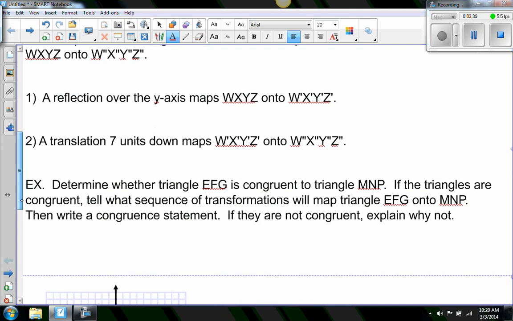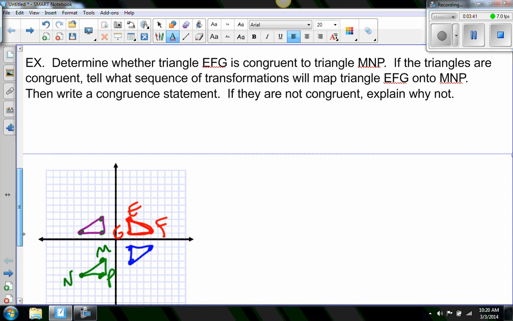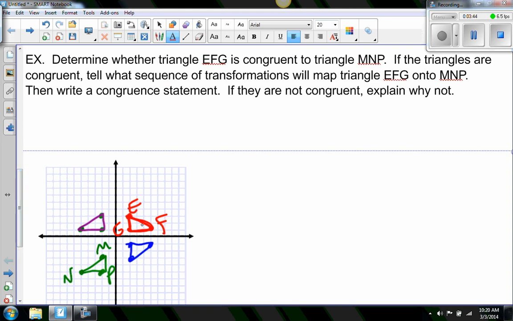How about this one? It says determine whether triangle EFG, so this first one right here, is congruent to triangle MNP, which is this one. It says if the triangles are congruent, tell what sequence of transformations will map triangle EFG onto MNP, and then write a congruent statement. If they are not congruent, explain why they're not. Okay, well, you can see that they're all the same size. That's not the question. The question is, how in the world do we get from this triangle right here to this one, right? So you've got to figure it out.